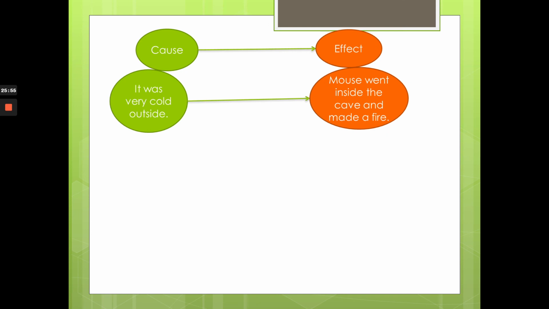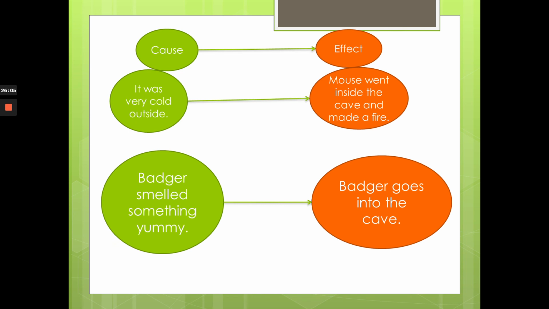So now, looking at our paper, we already have our first cause and effect that we wrote down. Now we can add that Badger smelled something yummy as a cause, and as an effect from smelling something yummy, Badger goes into the cave.